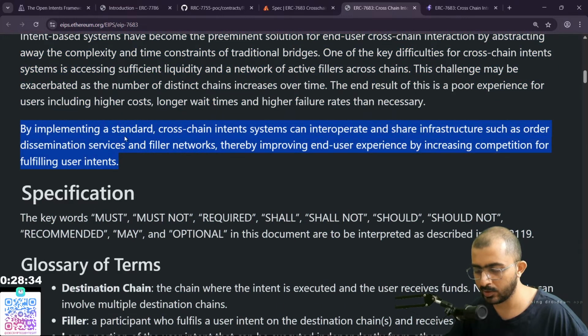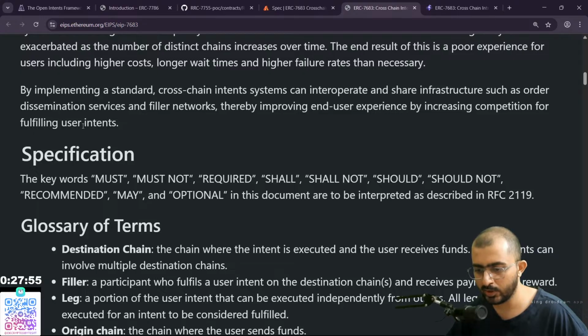By implementing a standard cross-chain intent system, systems can interoperate and share infrastructure such as order dissemination services and filler networks, thereby improving end user experience by increasing competition for fulfilling user intent. Okay.